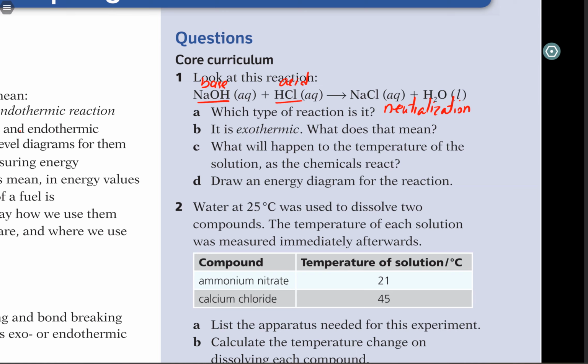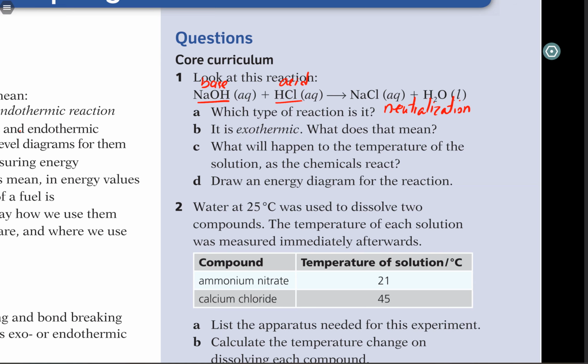Part C, what will happen to the temperature of the solution as the chemicals react? Because this is an exothermic reaction, by mixing these two solutions and by reacting, the temperature of the solution increases because it releases the energy to the solution.